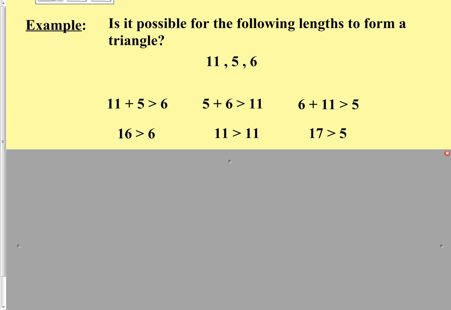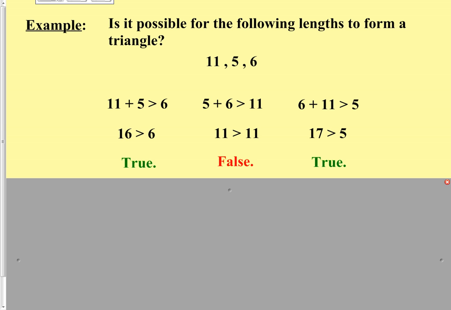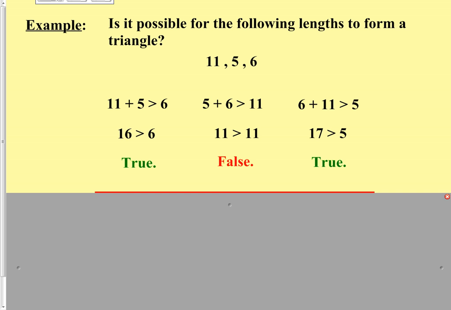On the left, 16 is greater than 6. Sure is. Looks good. In the middle, 11 is greater than 11? Well, that doesn't seem quite right. The right side says 17 is greater than 5. That's certainly true. But in the center, 11 is not greater than 11. It is not good enough if it happens to be a tie.